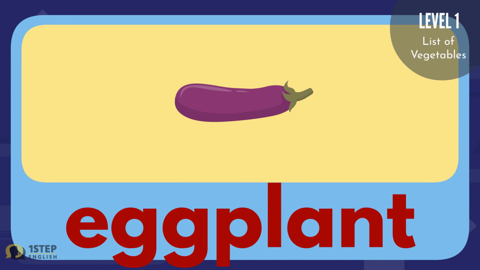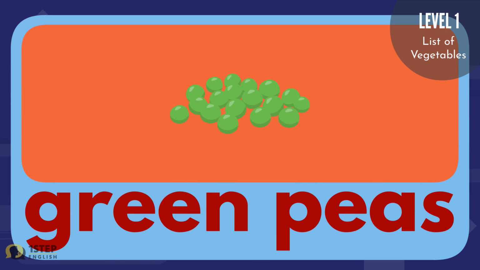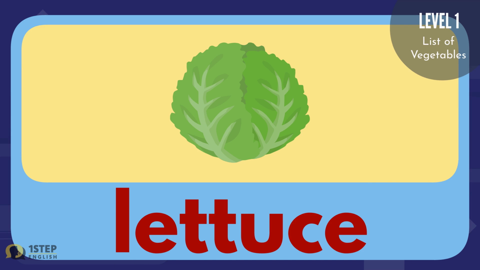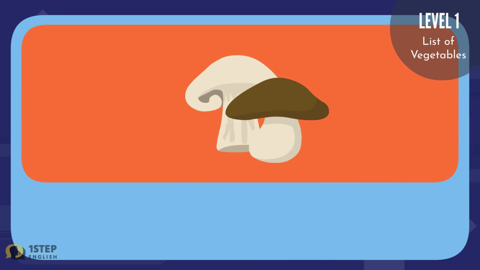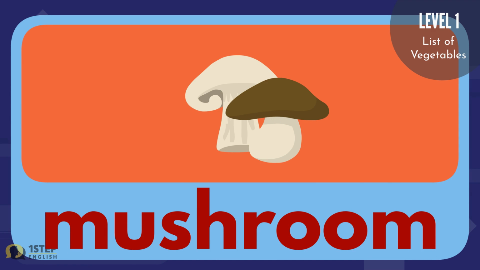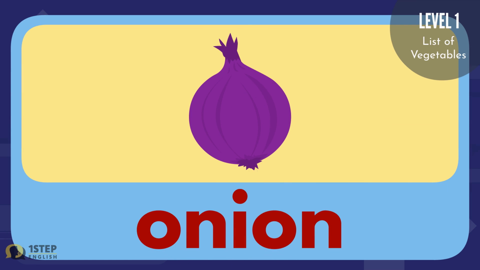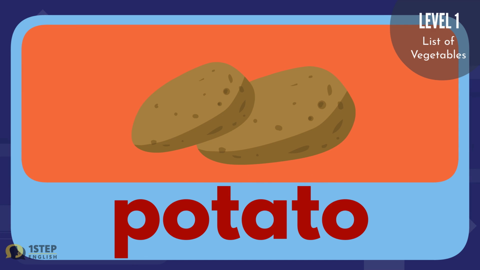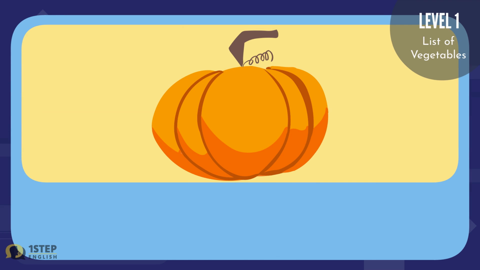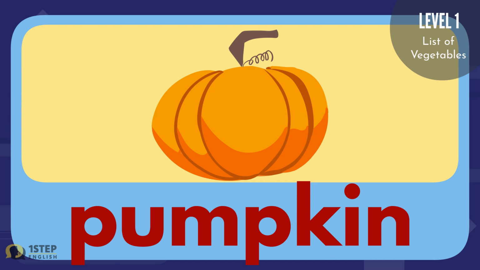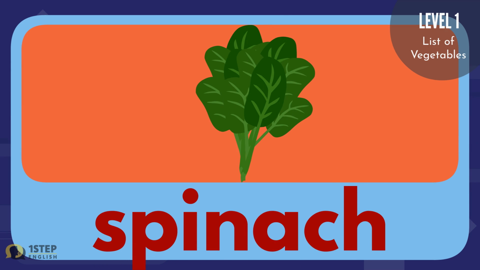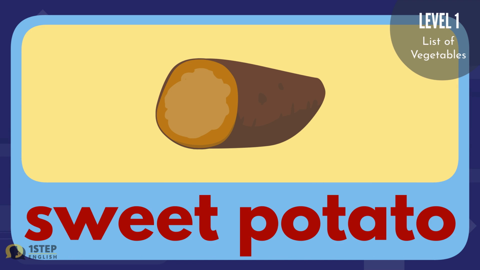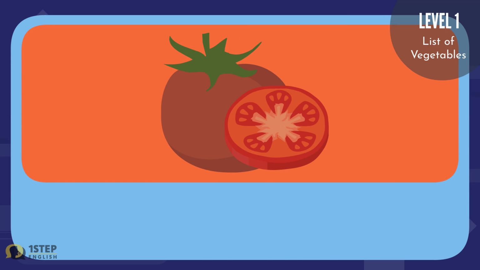eggplant, green peas, lettuce, mushroom, onion, potato, pumpkin, spinach, sweet potato, tomato.